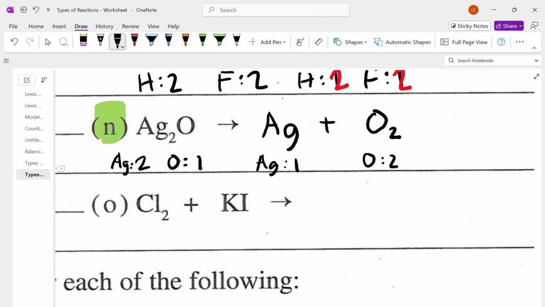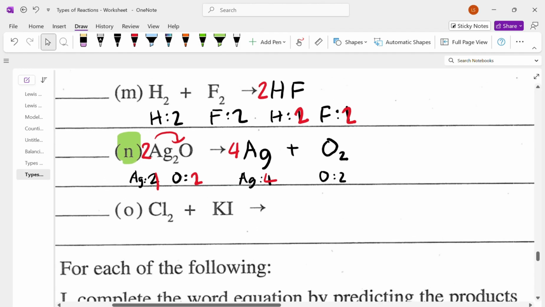And so we can start with that. So to make there be 2 oxygens on both sides, we can add a 2. Now we have 2 oxygens. But that will also cause there to be 4 silvers. But that is not a hard fix, as we can add 4 here to make 4 silvers. And now we have a balanced equation. 4 silvers on both sides and 2 oxygens. So that is the final answer.